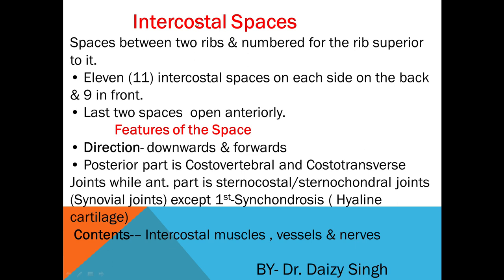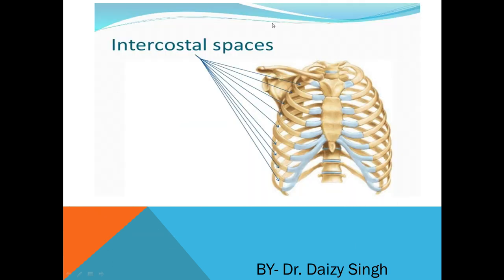Now these intercostal spaces, what do they have? They have the muscles, different muscles, which we'll study later. The vessels and the nerves. So in the intercostal spaces, we have the muscles, artery, vein and the nerves. Let's see this slide and we can see the intercostal spaces, the spaces between the two ribs.